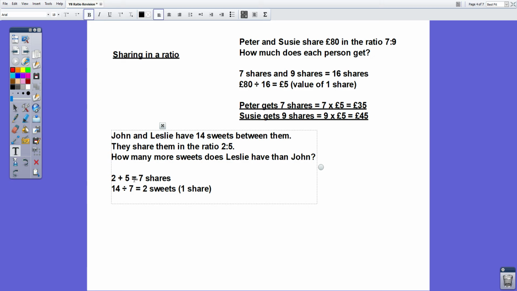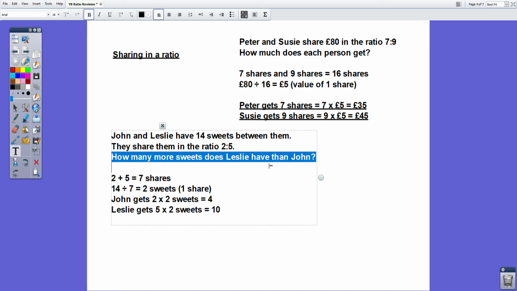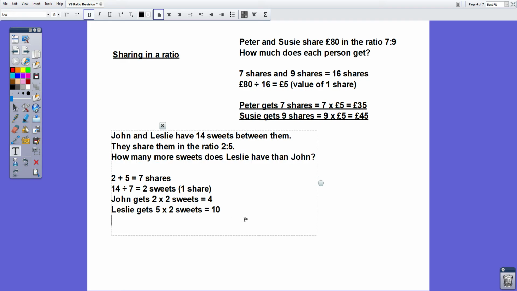So John gets 2 shares. 2 times 2 sweets, which equals 4. Leslie gets 5 times 2 sweets, which equals 10. That would have answered this first question. However, this time we're being asked how many more sweets does Leslie have than John. So our final line this time, Leslie has 10 take away 4, 6 more sweets than John.